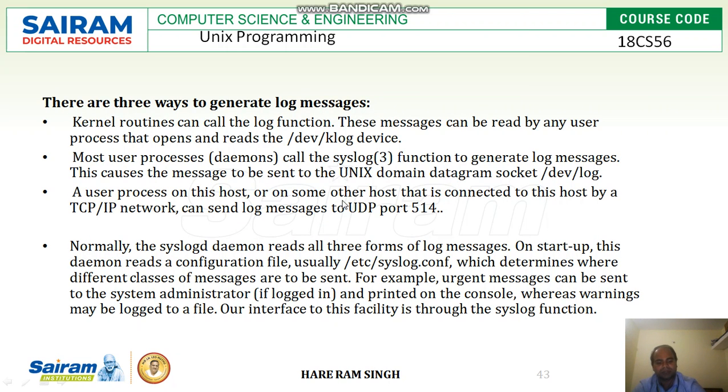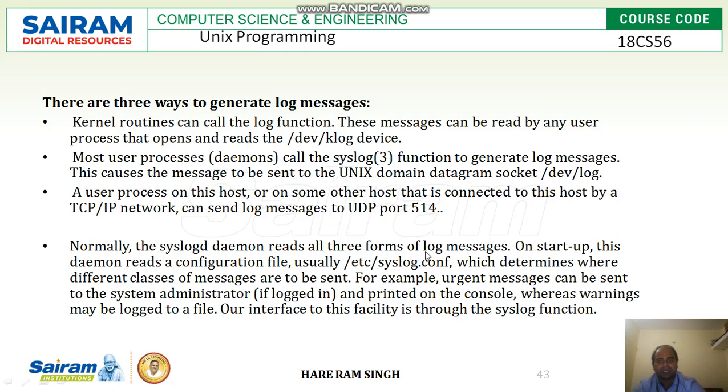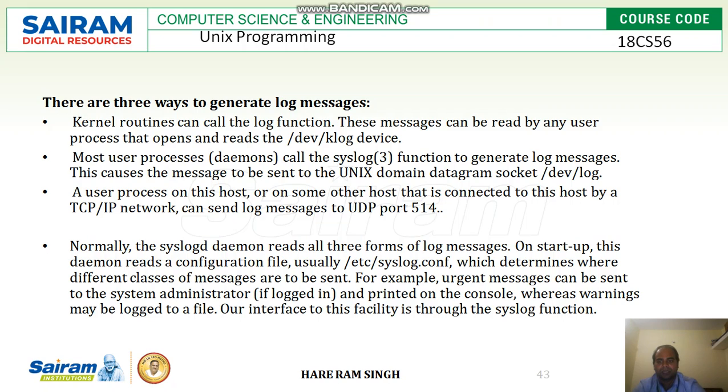So first, kernel routines can call the log functions. Here you can see in the diagram, a kernel routine is calling a log function, and these messages can be read by any user process that opens and reads the dev klog device. So these messages can be read by any user process which can open the dev klog device file. So that is the first way we can send the error message.